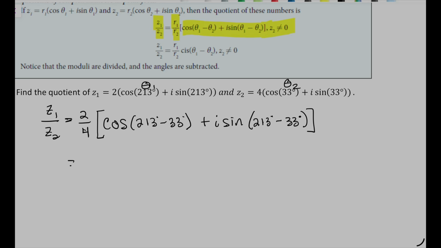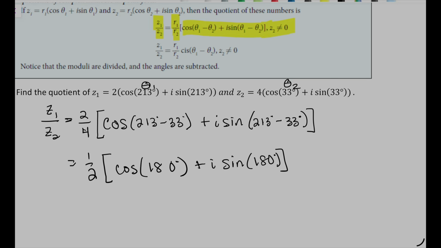What does this mean? This means this is a 1/2 cosine of 180, since 213 minus 33 is 180, plus i sine of the same thing. Okay. And this would be the answer in polar complex form. Okay. If we want the answer in rectangular form, we just keep going with the math.